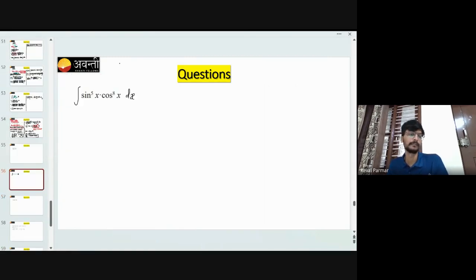This is the next type. Now, this is also a very typical question where we have sine some power into cos some power, right? Sine some power into cos of some power. So in these types of question, what can we do? Sine some power, cos some power. Come on, you can say if you have done.